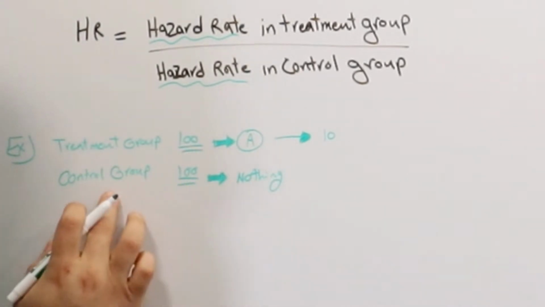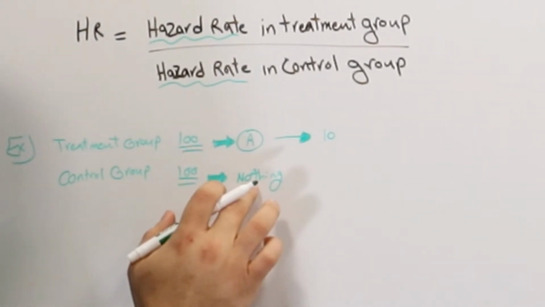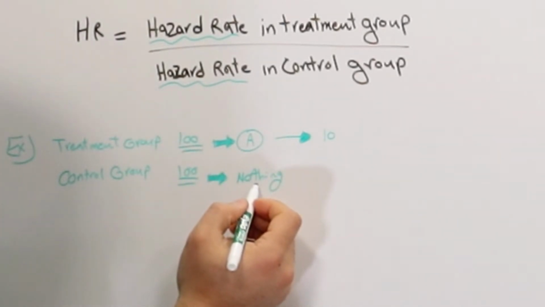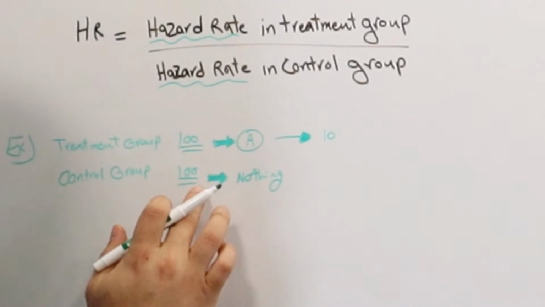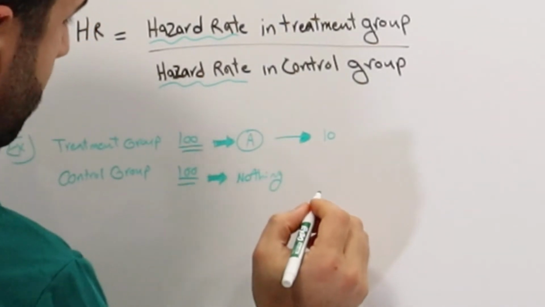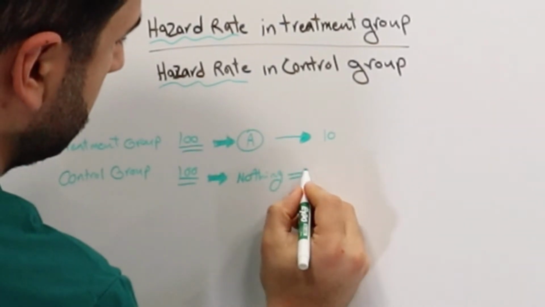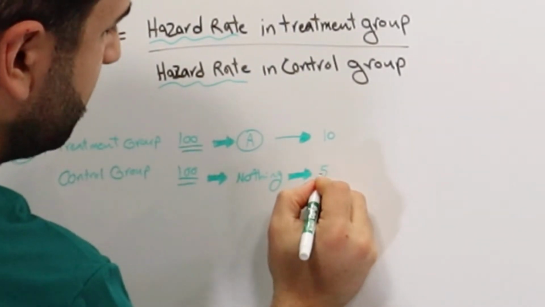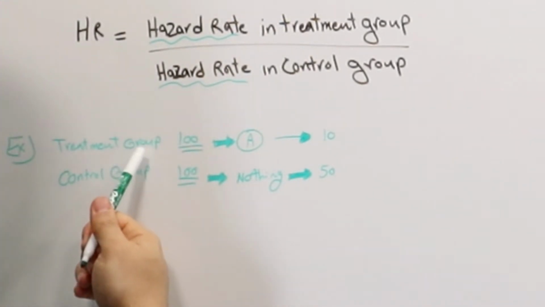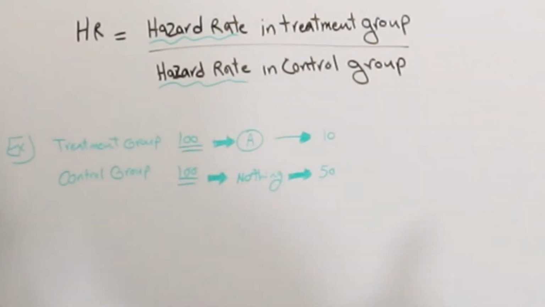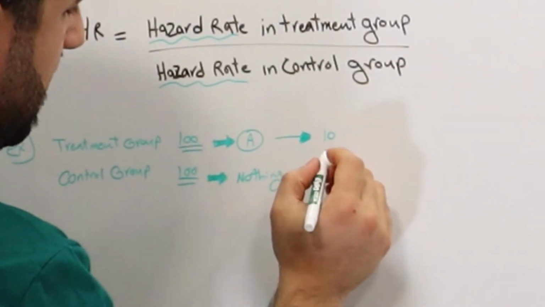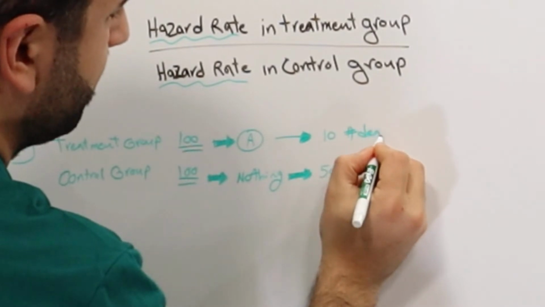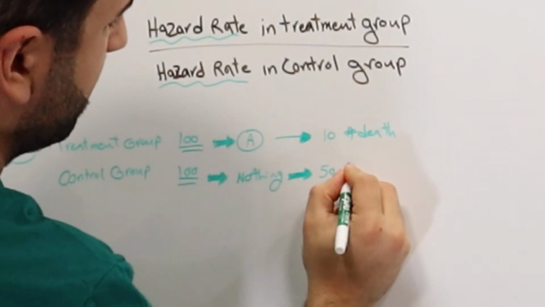And in the control group, these people did not receive any medication A. What happened in this group is that 50 people died, because the people in the treatment group received the medication, so basically it helped with their issues. So only 10 people died. So the number of deaths here was 10, and here the number of deaths was 50.